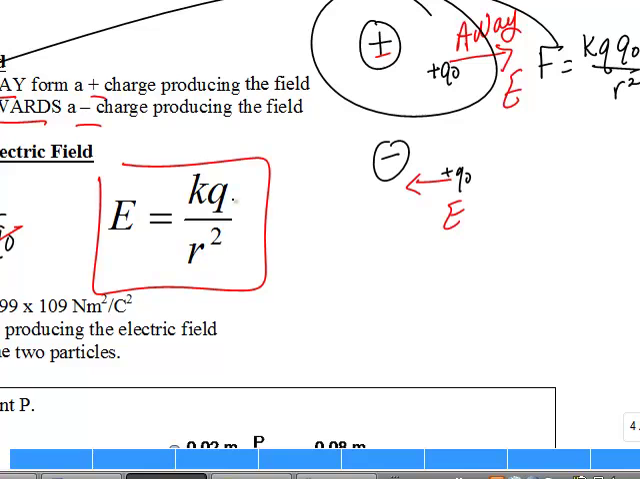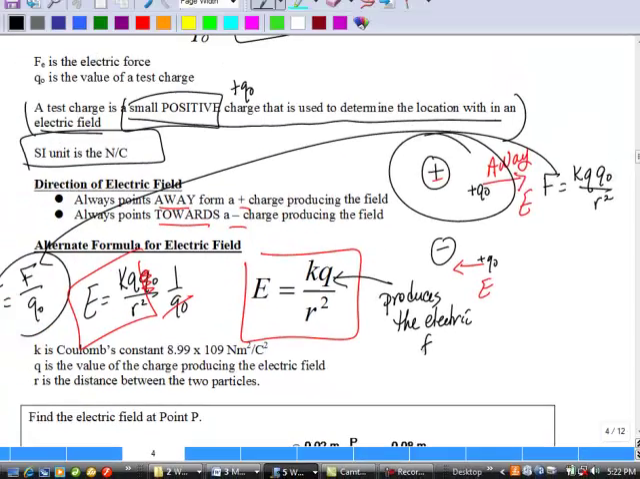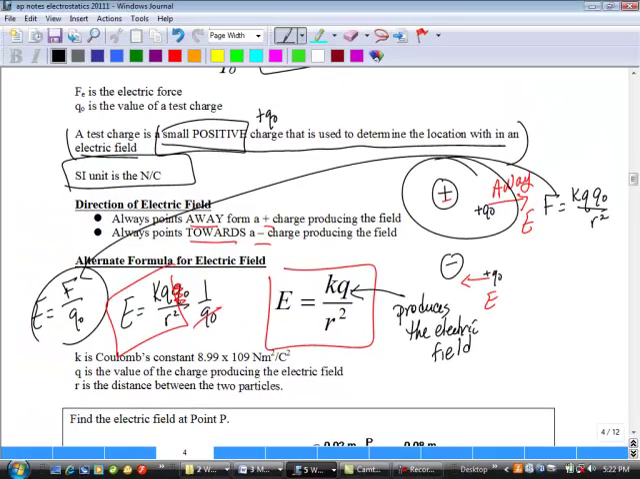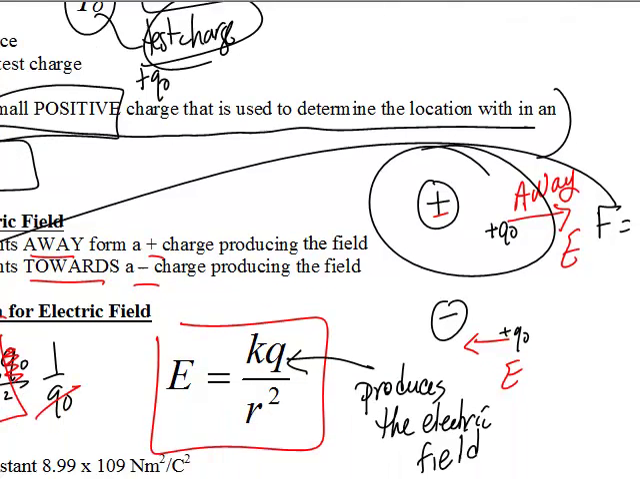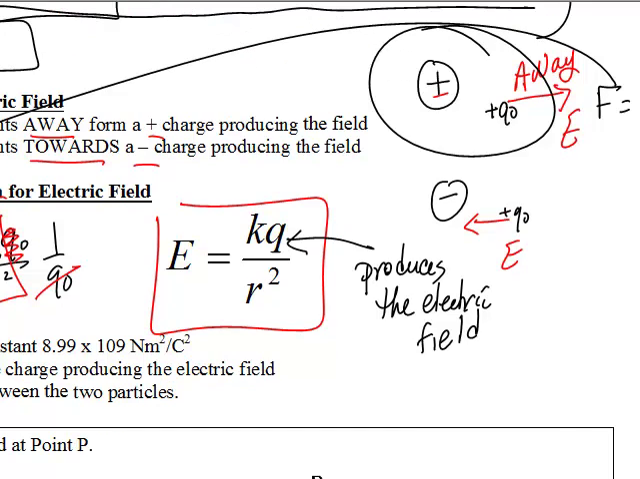Now pay attention to these Q's. This is the Q that produces the electric field. And this Q up here in my alternative formula is the test charge. So depending upon what you're given in the problem will determine which value that you use. Again, over r squared, our k value has not changed. It's 8.99 times 10 to the 9th.